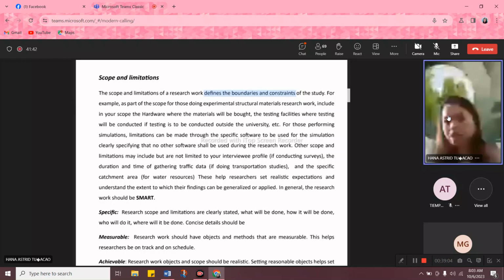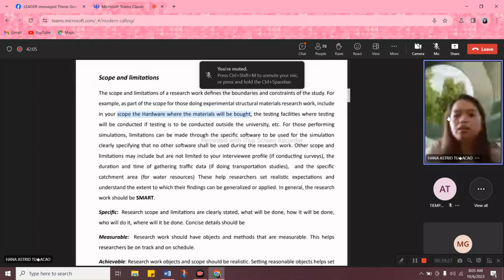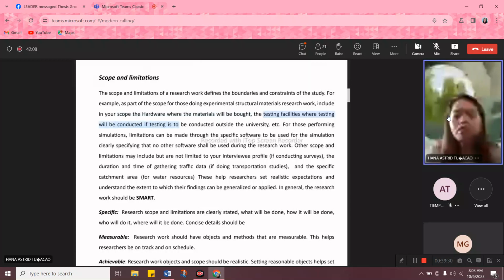The panelists will ask where this is, and no one will be able to answer, because you did not put any limitation on your study. For example, doing experimental structural materials research work, you may include in your scope the hardware store where your materials will be bought, the testing facilities where your testing will be conducted if outside of the university, and those performing simulations. Limitations can be made through the specific software to be used in your simulation, clearly specifying that no other software will be used. This is very important because someone may raise why you did not use another one.